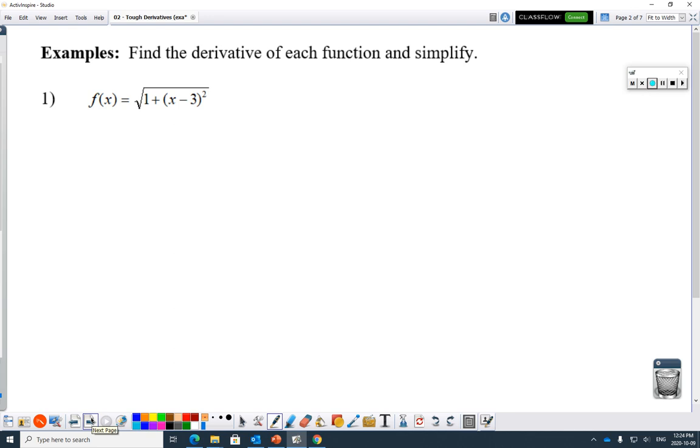Find the derivative of each function and simplify it. Well, the problem with this one is it's got brackets inside of brackets, so I want to show you a little trick to handle that. This is not ready to take the derivative, so I'm going to do this. But notice I've gone to square brackets.